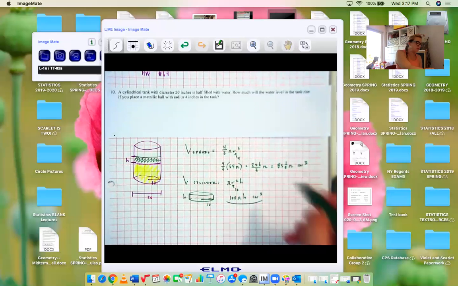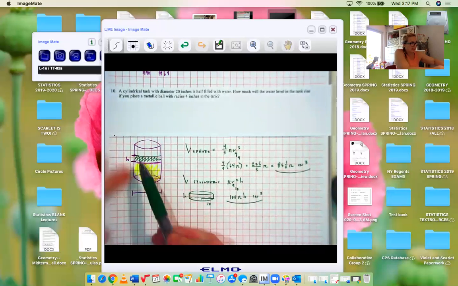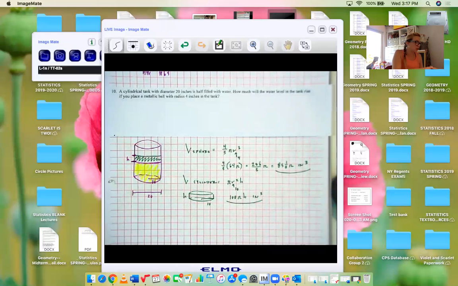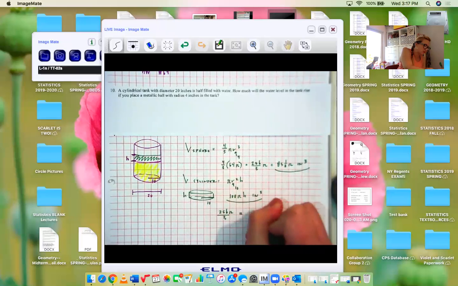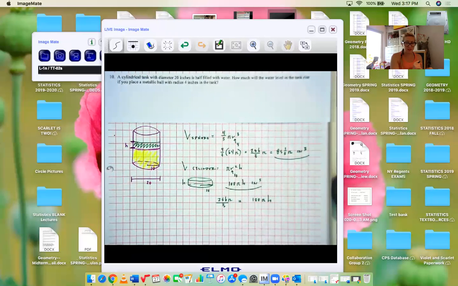All right, so I have my two volumes, and I know that I should just set them equal to each other because I'm trying to find what is the height here? How much did that water level rise? So here I'm going to say that 256 pi over 3 is equal to 100 pi times the height. So I'm trying to get the h part all by itself. So I could divide each side by pi, and those pi's will divide away. So really, I have 256 over 3 is equal to 100 times the height.